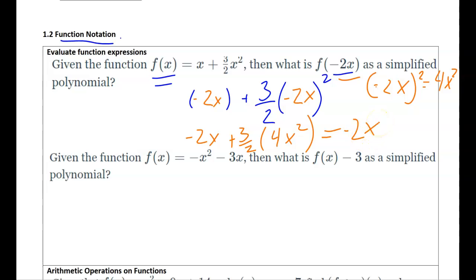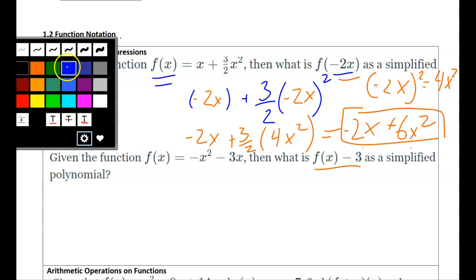I'm just going to simplify. So 3 halves times 4 would be 12 over 2, which is 6. So I get 6x squared there. And these are not like terms, so I'm going to leave them alone. And that is f of negative 2x. So I just replaced every x with a negative 2x and then simplified. That's my result. Here, f of x minus 3, so I have a new f of x.